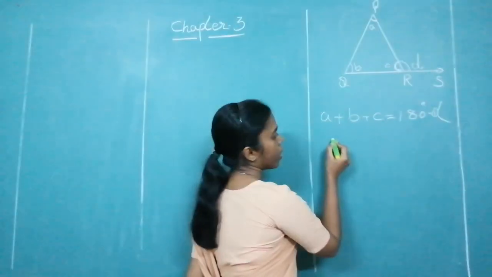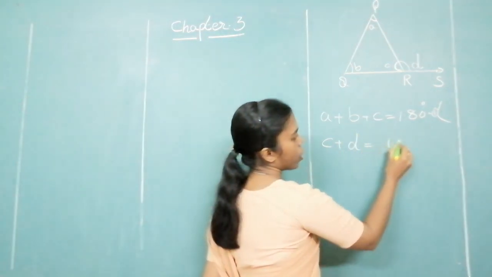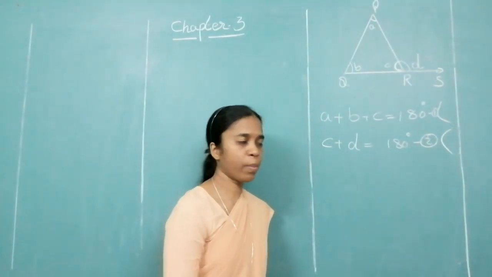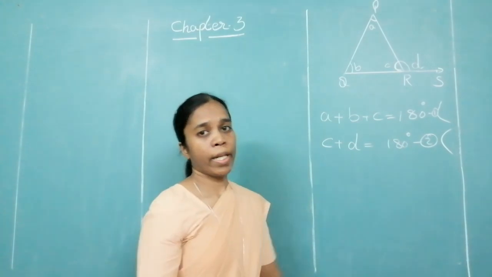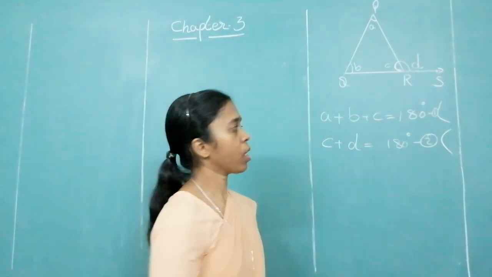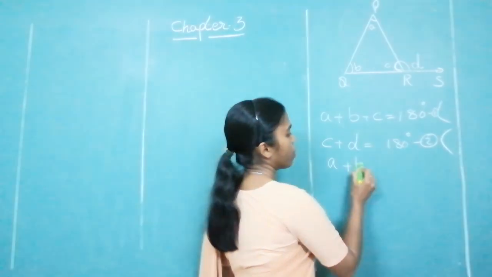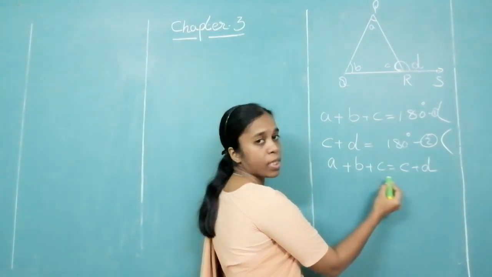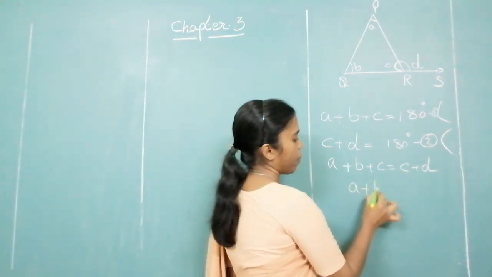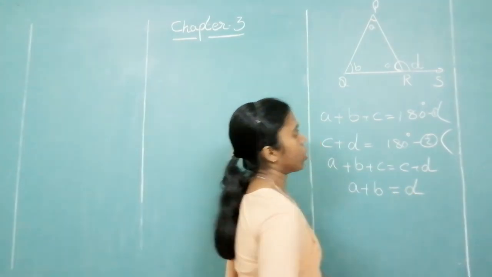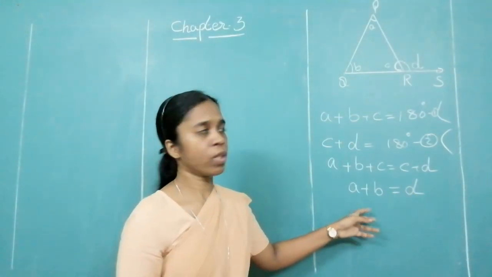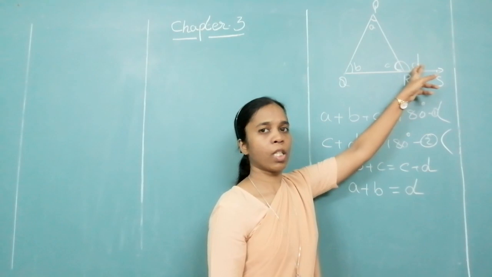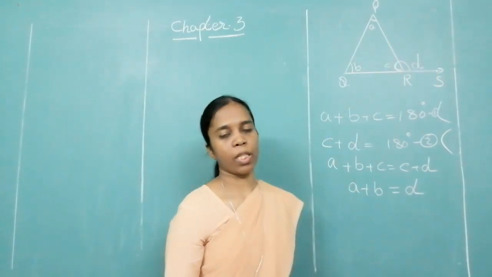What do you know about C and D? C plus D is also equal to 180 degree. Second equation. What is the reason? Reason, linear pair. Now look at equation 1 and 2. Right hand sides are equal. Therefore left hand sides also will be equal. So we can write A plus B plus C is equal to C plus D. Eliminating or minusing C from both the sides, what do you have? A plus B is equal to D. This is what you have to prove. A plus B is equal to D. That is, the exterior angle is equal to sum of the remote interior angles.